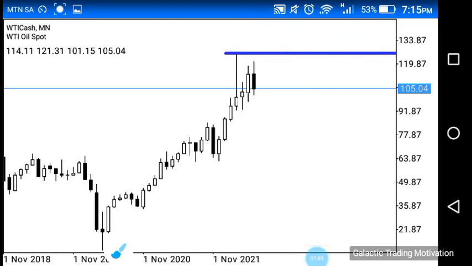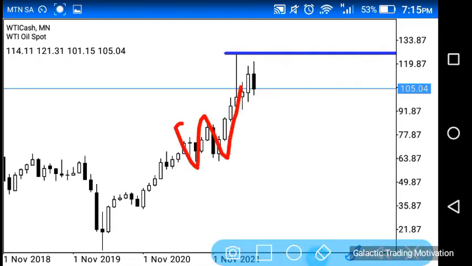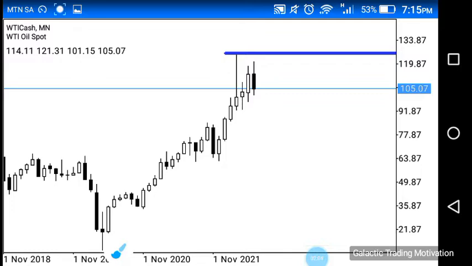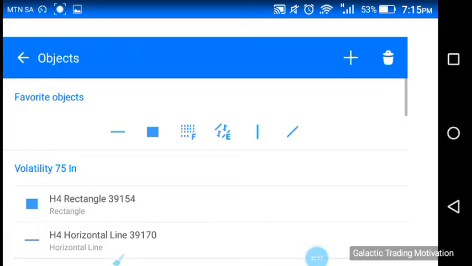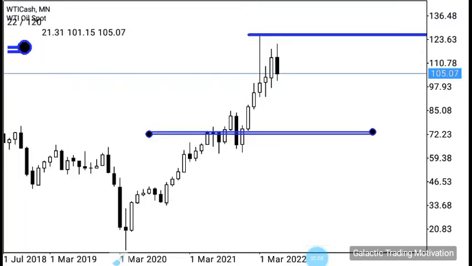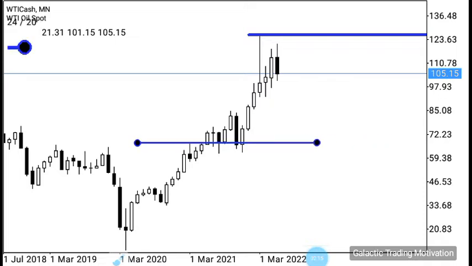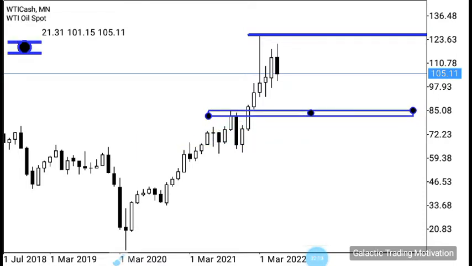We also had another W structure over here. Just bear with me, guys. We had another W structure over here with the neckline being there. However, we are yet to see price come down to the neckline to retest this W structure and then push further up. What I'm going to do now is actually add a neckline to that W structure. Just bear with me, guys. So there goes our neckline.